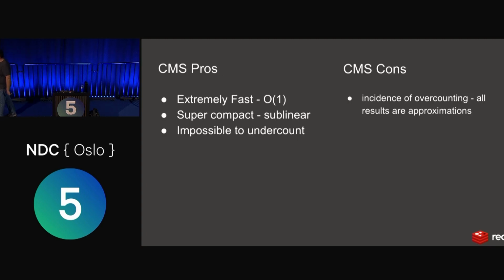So the pro of a CMS is that it's extremely fast, it's super compact with sublinear space complexity, and it's impossible to undercount. The con of a CMS, though, is that you can sometimes overcount.